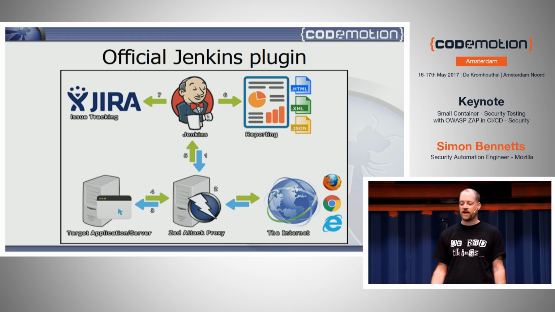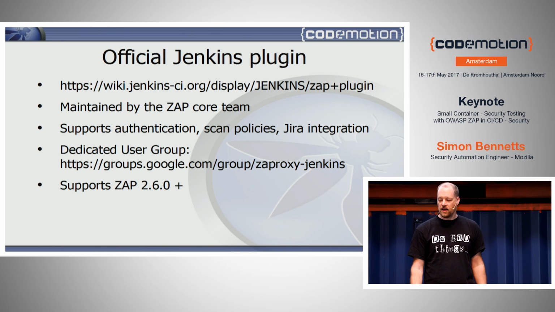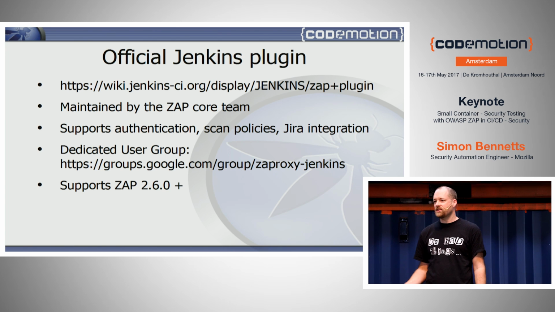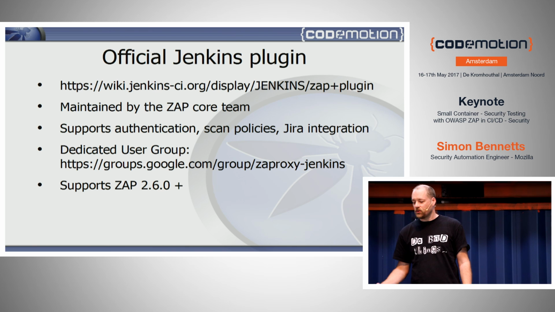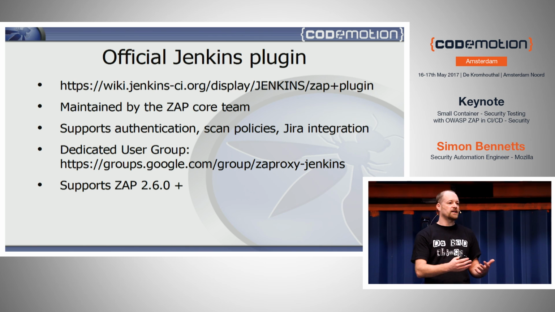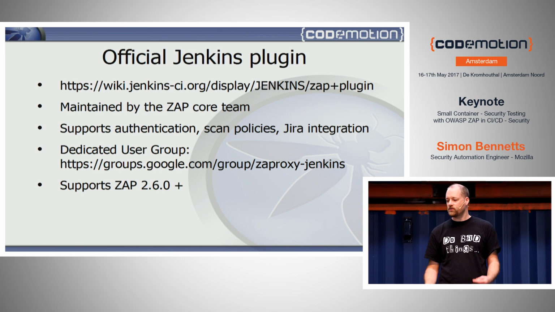We now have an official Jenkins plugin, and if you're using Jenkins, I can strongly recommend this. There's a link, and the slides will be available later, but you should be able to find it. This is maintained by the ZAP core team, and it supports authentication and scan policies. Scan policies are how we configure exactly which rules are used and the strength of those rules. That's the fine-grained support we talked about.